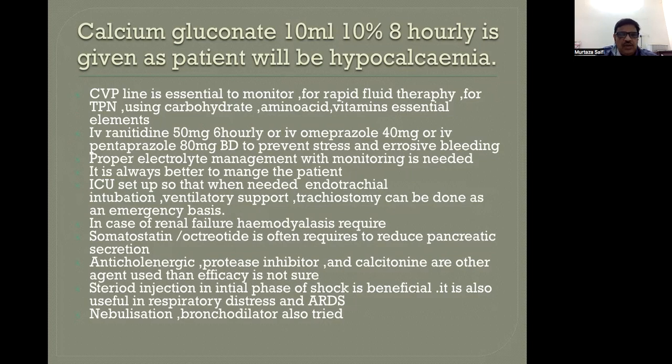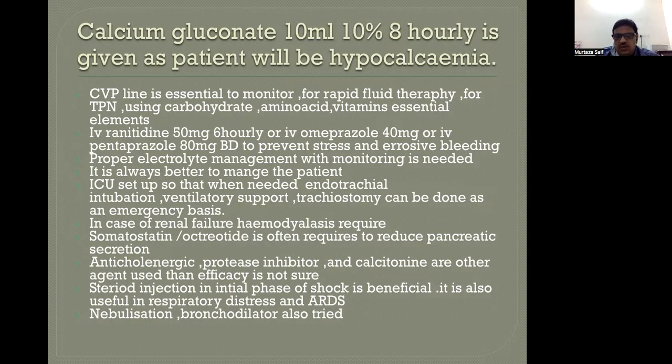It is always better to manage the patient in an ICU setup so that when needed, endotracheal intubation, ventilatory support, and tracheostomy can be done on an emergency basis. In case of renal failure, hemodialysis is required and can be done. Somatostatin or octreotide is often required to reduce pancreatic secretions. Anticholinergics, protease inhibitors and calcitonin are other agents used. Their efficacy is not sure, but they are used. Steroid injection in the initial phase of shock is beneficial. It is also useful in respiratory distress and ARDS.